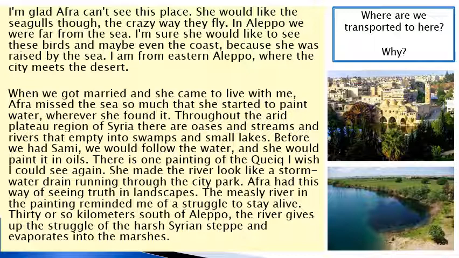Afra had this way of seeing truth in landscapes. The measly river in the painting reminded me of a struggle to stay alive. 30 or so kilometres south of Aleppo, the river gives up the struggle of the harsh Syrian steppe and evaporates into the marshes. So again, the question there on the right hand side: where are we transported to and why?